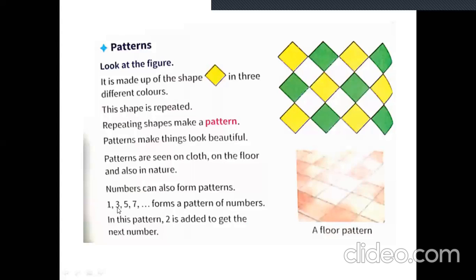1 plus 2 is 3. 3 plus 2 is 5. 5 plus 2 is 7. This forms a pattern of numbers. In this pattern, 2 is added to get the next number. So they have made this pattern by adding 2 to each number.